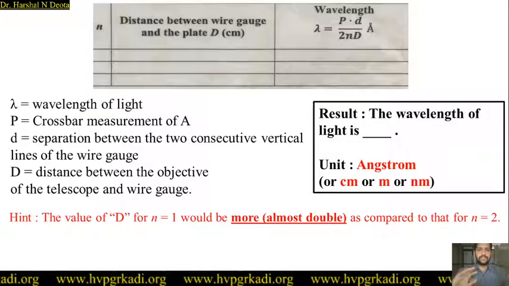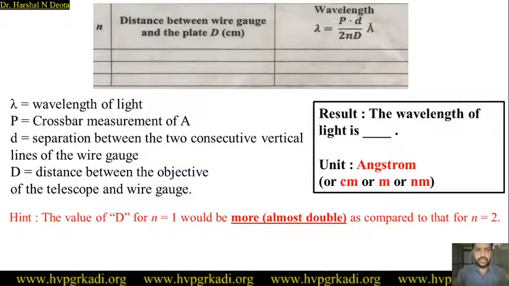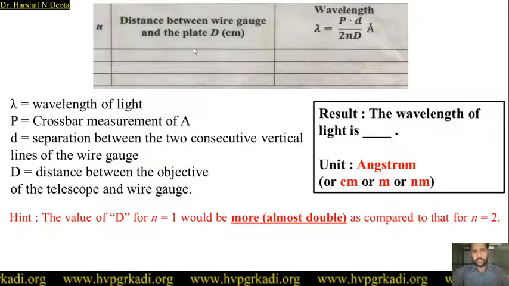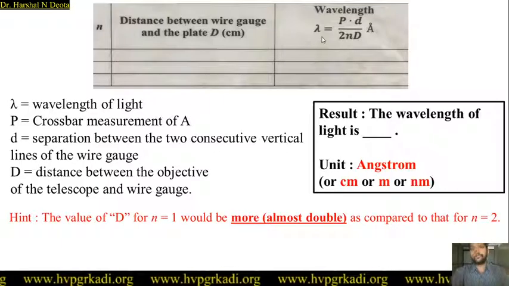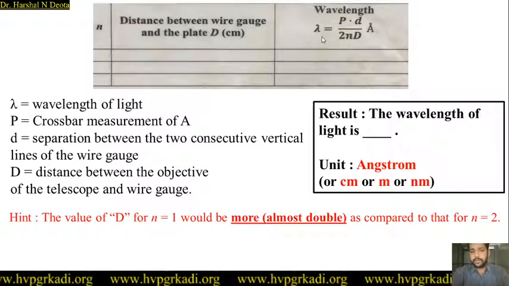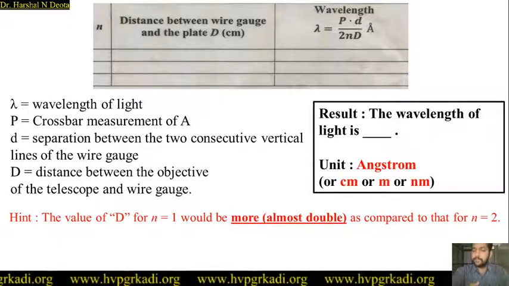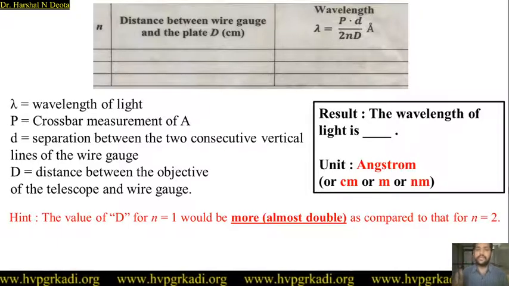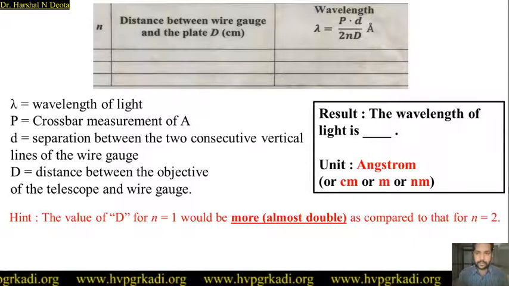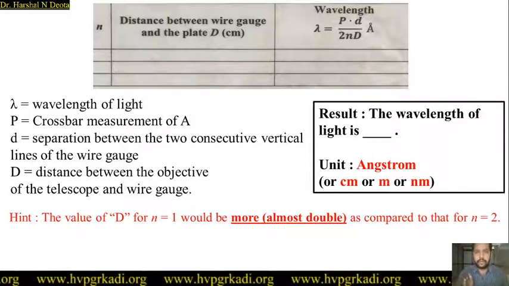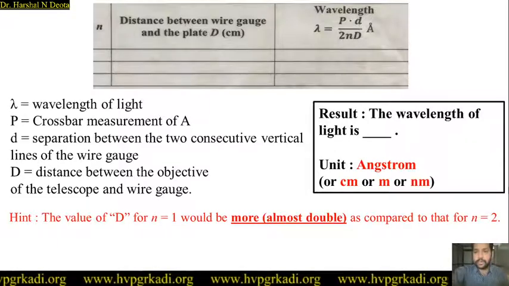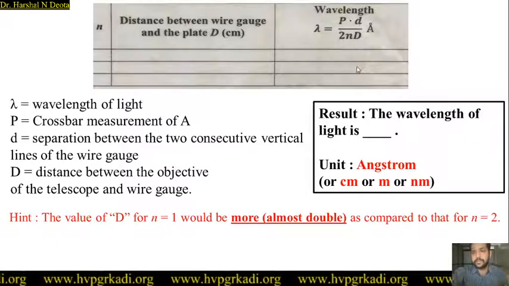So with these things, we can make our observation table. You can put first order here, second order here, you can mention the distance here, and you can calculate lambda. Now students, I have not mentioned the result here, but actually the result is very clear. If you are taking the sodium light, yellow light, the result should come around 5893 angstroms, right? In both the cases, you will get the same results.